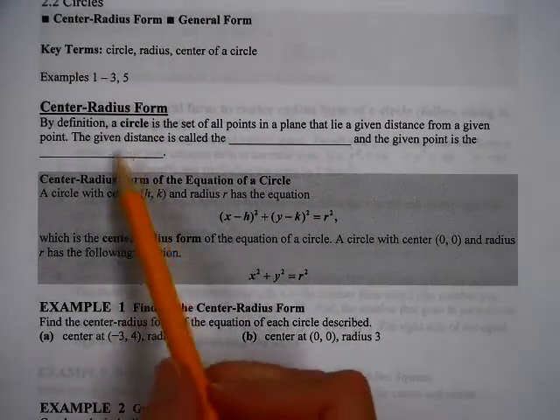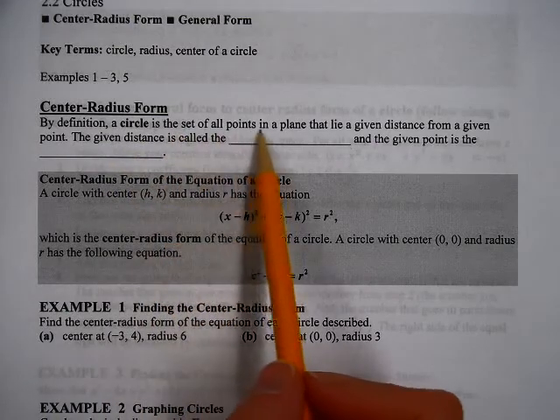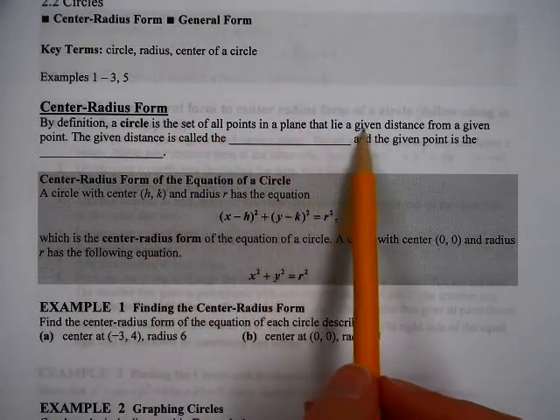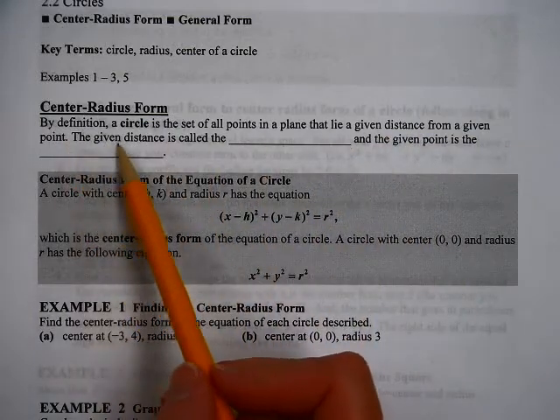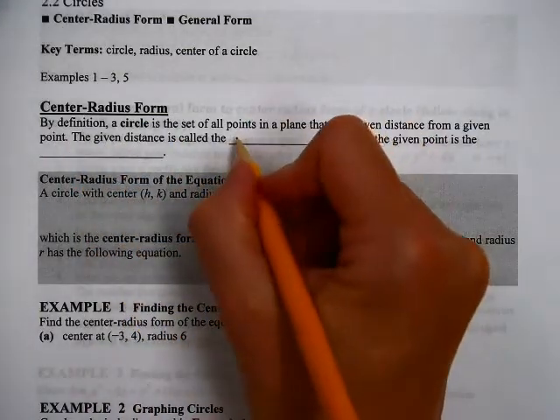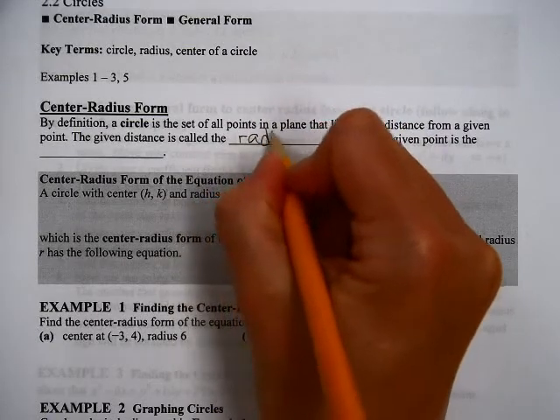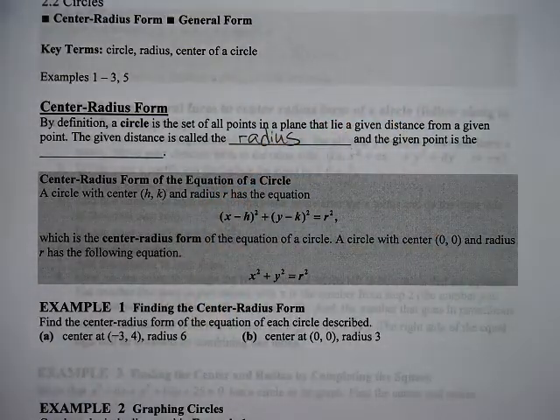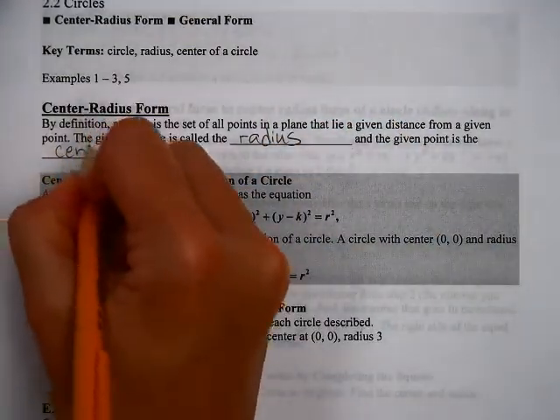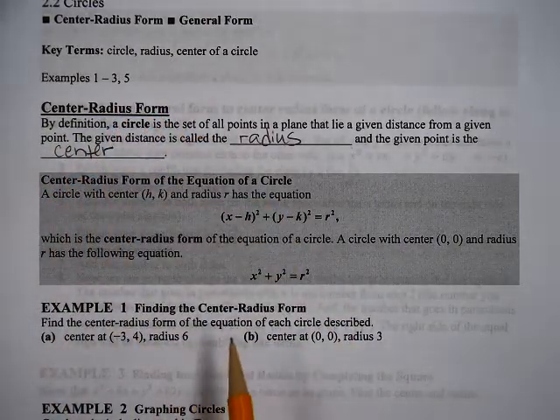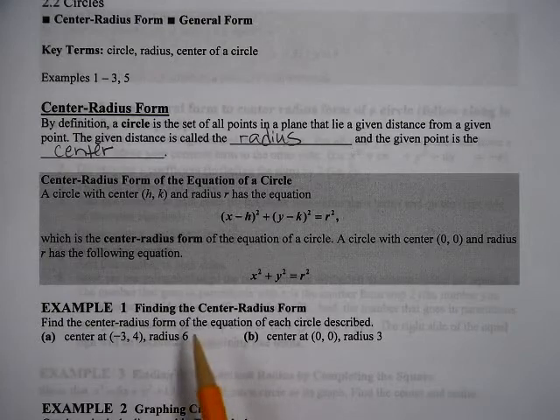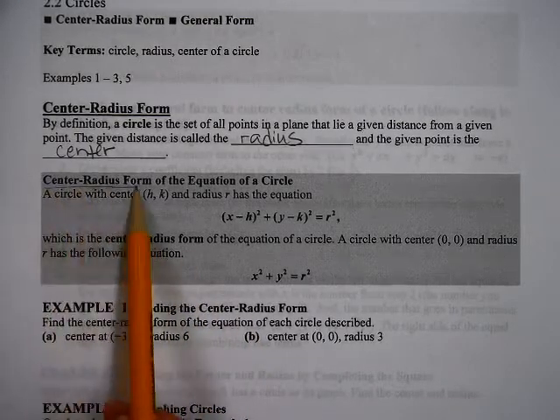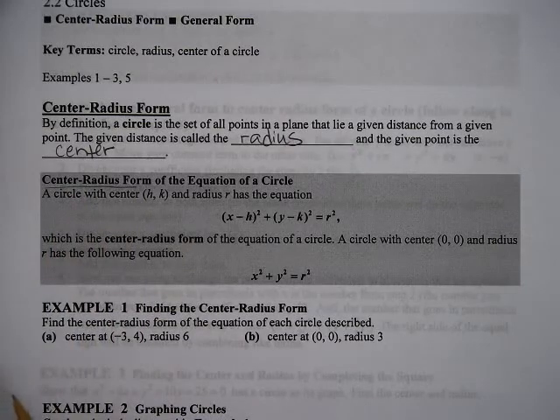By definition, a circle is the set of all points in a plane that lie a given distance from a given point. The given distance is called the radius, and the given point is the center. Here is the center radius form of the equation of a circle. In this section we will talk about two different forms, the center radius form and standard form.